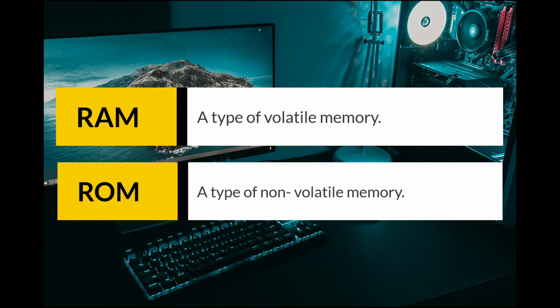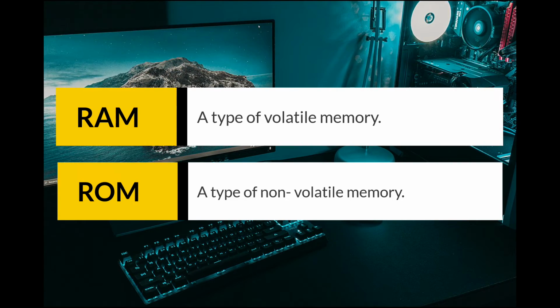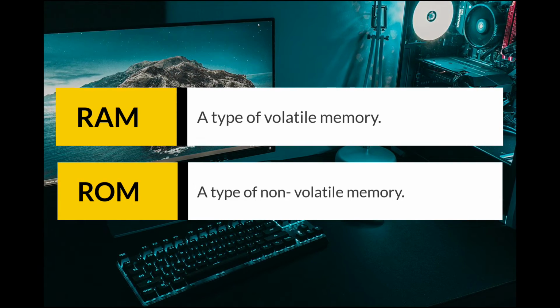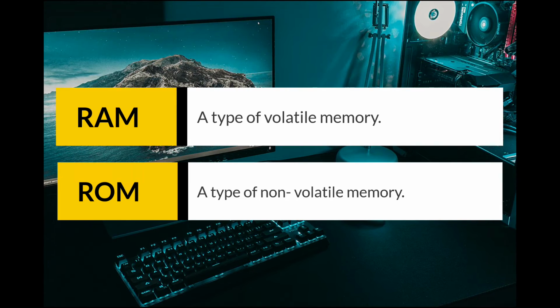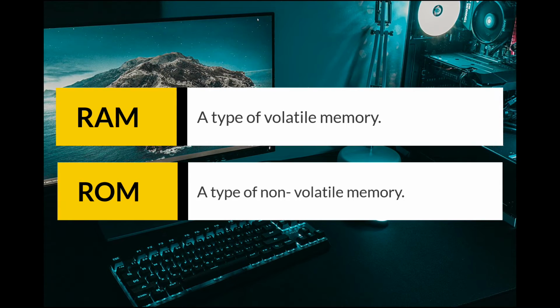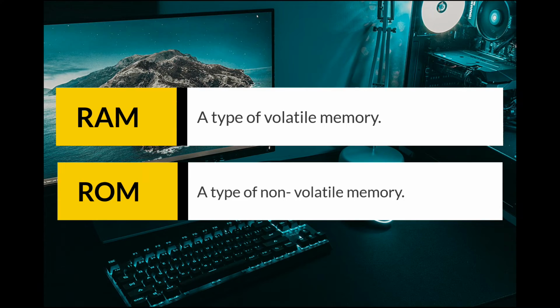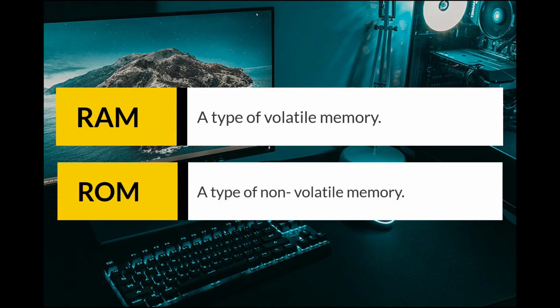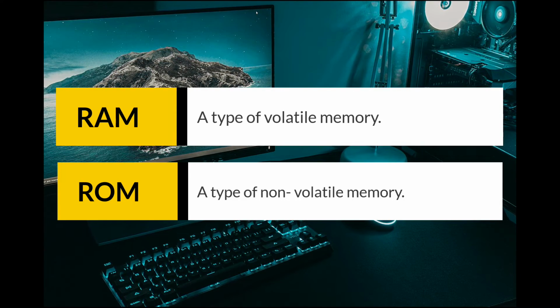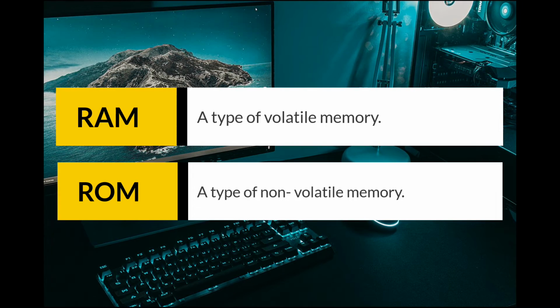RAM is a type of volatile memory. That means data in RAM is not permanently written, and when you power off your computer, the data stored in the RAM will be deleted. And ROM is a non-volatile memory. That means data in ROM is permanently written and is not erased when you power off your computer.